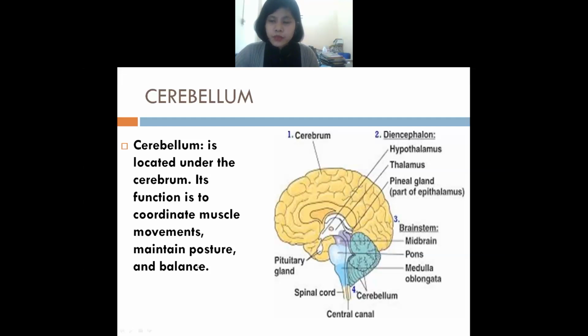नेक्स्ट क्या है, मेंटेन पोस्चर, मतलब तुम अपना पोस्चर मेंटेन कर रहे हो जैसे कि उठना बैठना, वो सब. नेक्स्ट क्या है, बैलेंस. ये सब सेरिबेलम बैलेंस करता है, जो जो काम हम लोग करते हैं, वो सेरिबेलम की मदद की वजह से बैलेंस होता है.